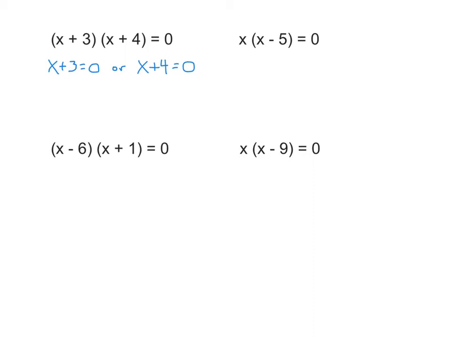Now remember, solving equations, if x right here has 3 being added to it, we need to get x alone by subtracting 3. And if we subtract 3 from one side of the equal sign, we have to subtract it from the other side of the equal sign.